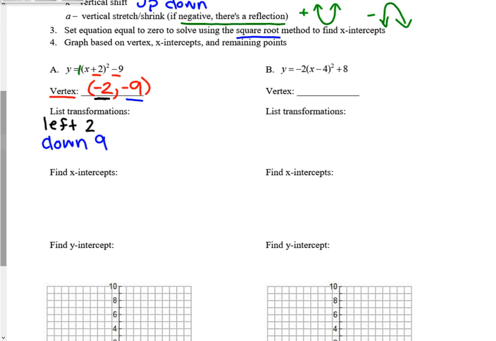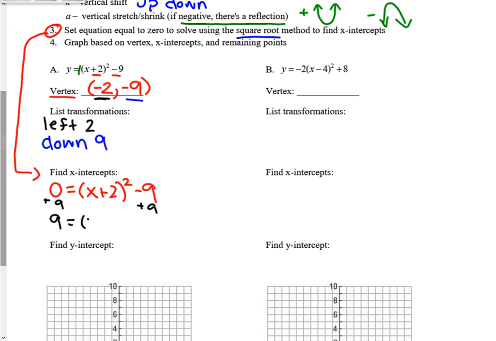To find my x-intercepts, or step 3, it said to set our equation equal to 0. So I'm going to replace my y value with 0 because I know all x-intercepts have a y value of 0. So 0 equals (x plus 2) squared minus 9. We're going to use the square root method here because it is the fastest method to solve this. I need to isolate everything that's squared, so I'll add 9 to both sides. So 9 equals (x plus 2) squared.